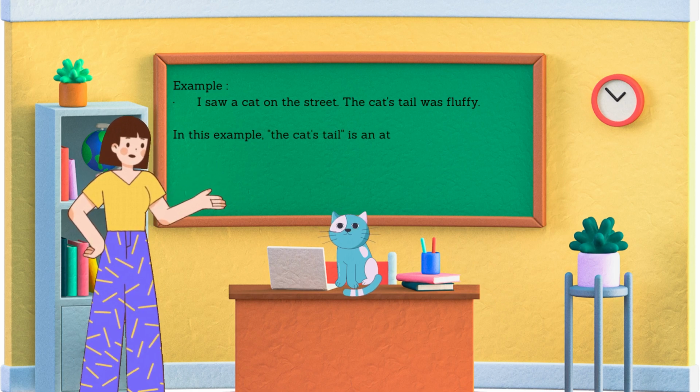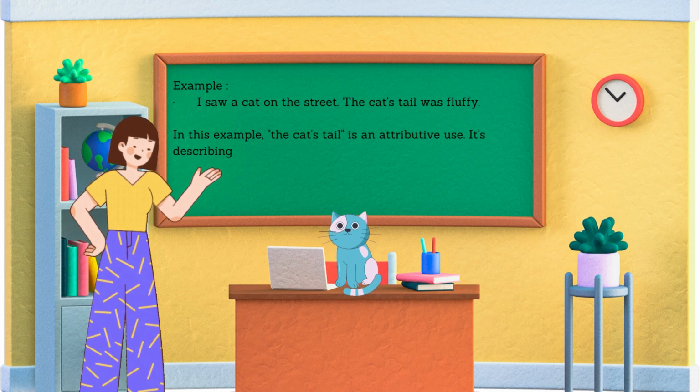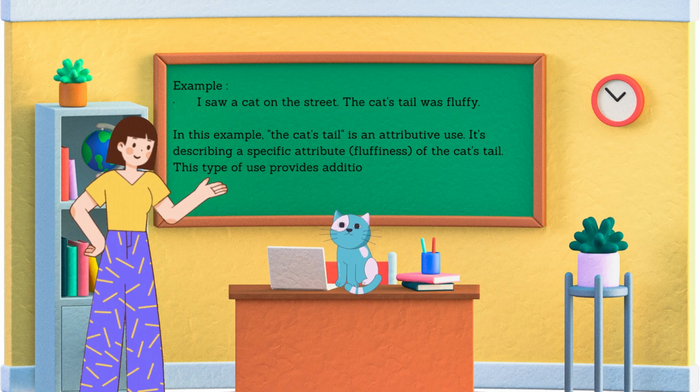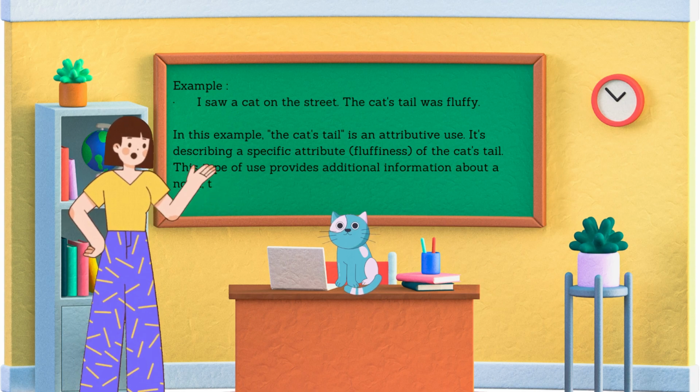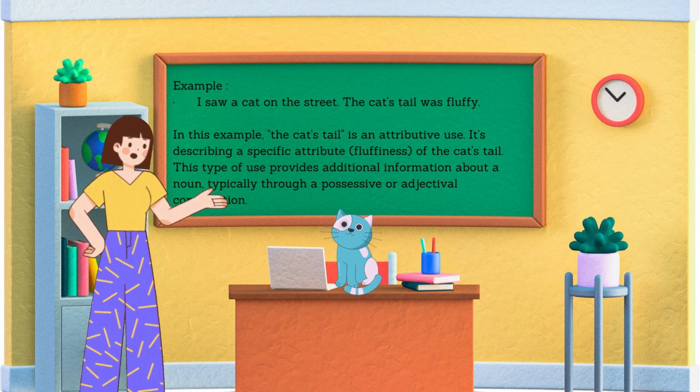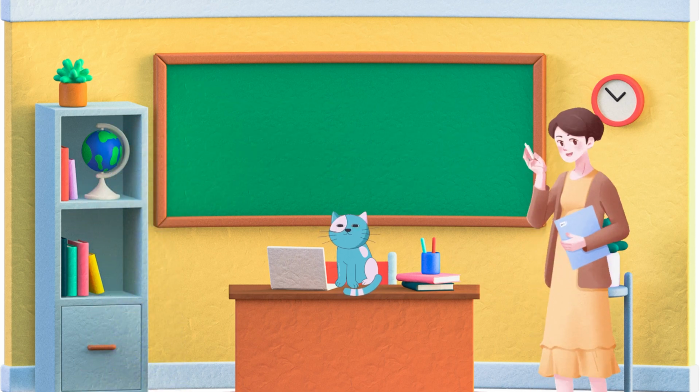In this example, the cat's tail is an attributive use. It's describing a specific attribute, fluffiness, on the cat's tail. This type of use provides additional information about a noun, typically without a possessive or adjectival construction.